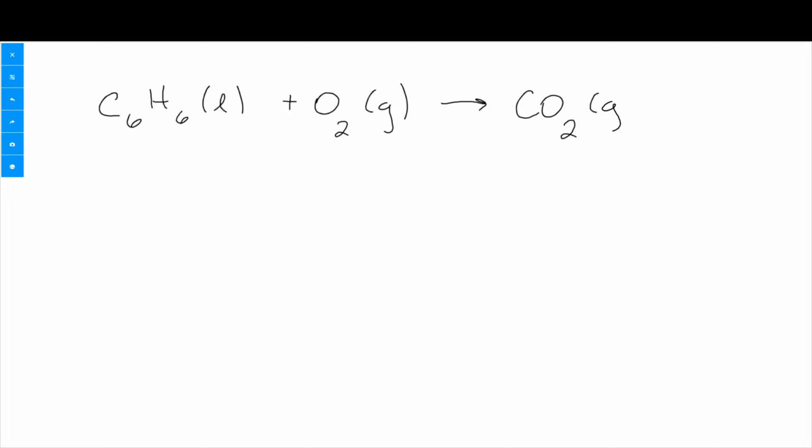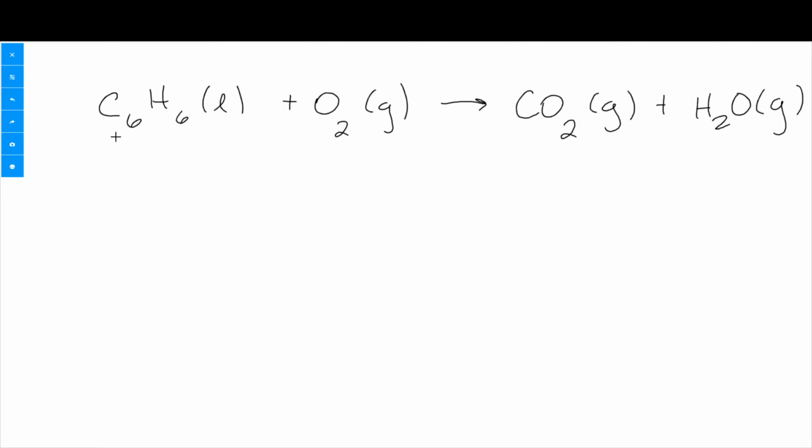So for example, if we had C6H6, it's a liquid, that's benzene, and we react it with oxygen, this is some sort of hydrocarbon, some sort of fuel source, some sort of oxygen, right? So there's a good chance that this is a combustion reaction. The products of a combustion reaction are always the same. They're always carbon dioxide and water. The hard part about a combustion reaction is balancing.